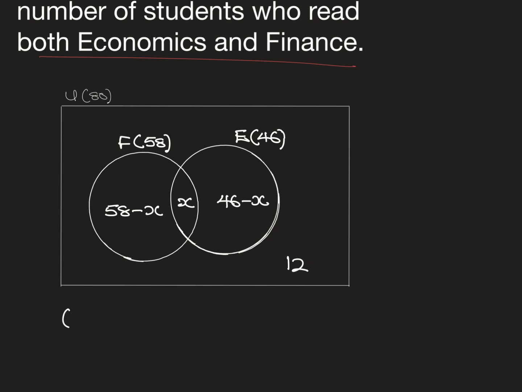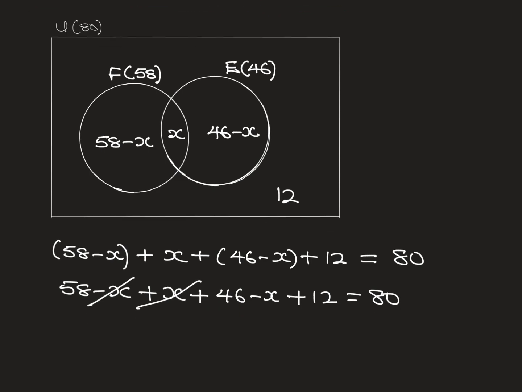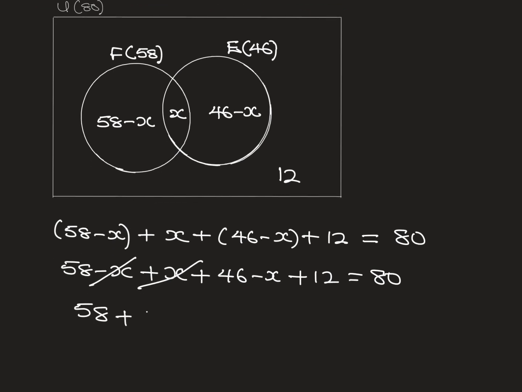So we can say 58 minus X plus 46 minus X plus 12 must be equal to 80. That is the total number of students in the class. So that is 58 minus X plus 46 minus X plus 12 is equal to 80. Minus X cancels plus X. So that is 58 plus 46 plus 12 minus X is equal to 80.